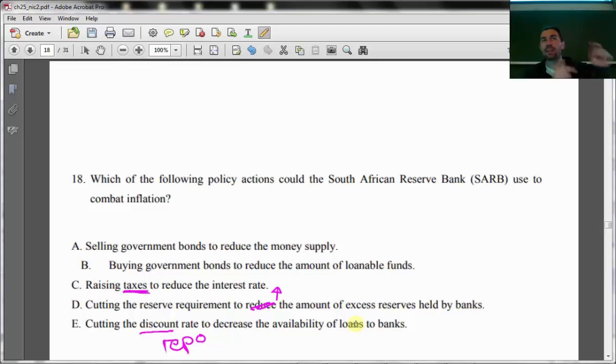The higher that cost, the less they're going to want to borrow from the Reserve Bank, and the more cash reserves they're going to keep. So you're happy that cutting the discount rate is not what we want to do. If we want to decrease the money supply, what should we be doing to the repo rate or the discount rate? Increasing it, exactly.